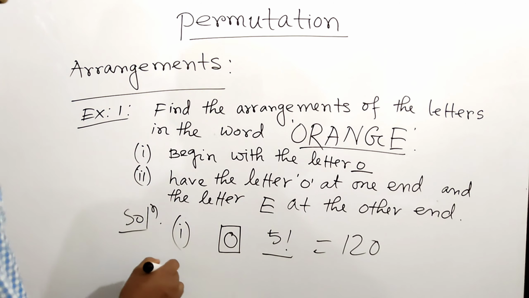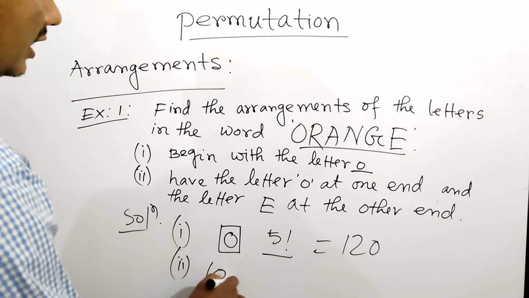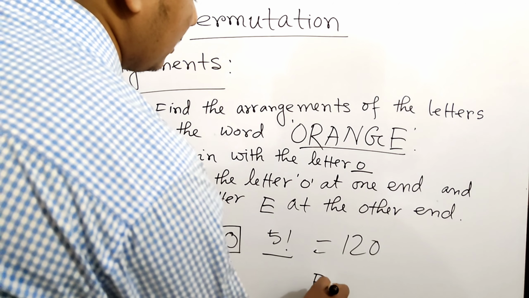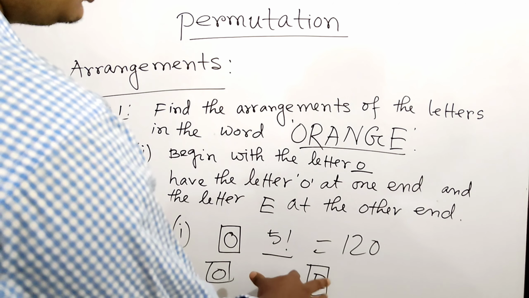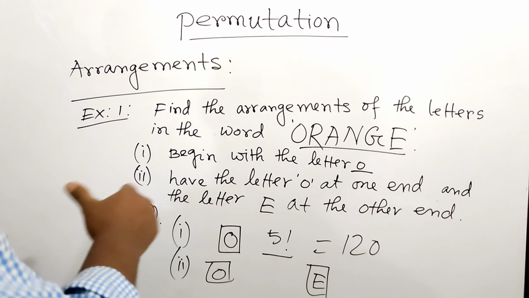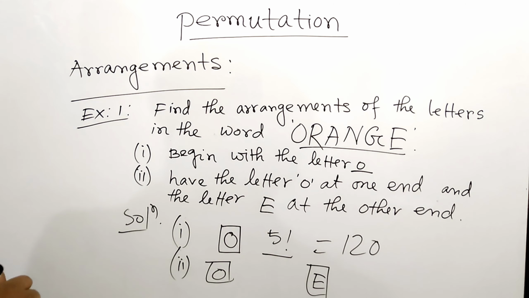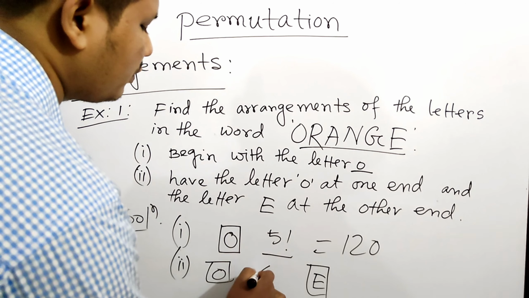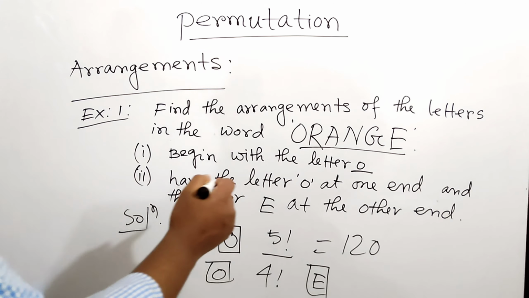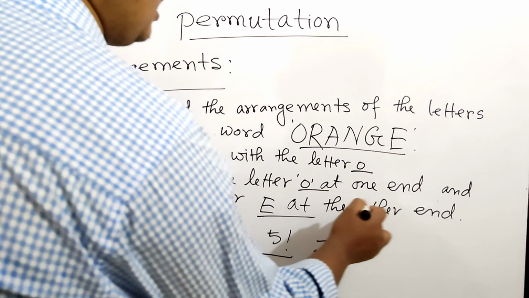Okay, so number 2. Look at, in number 2 the question is you keep the letter O at one end and E at the other end. Okay, so if you keep these 2 letters, then there are 4 letters remaining from this word. So there are 4 letters, that is R, A and N, G. Okay, so with 4 letters, how many ways can you arrange these letters? That is 4 factorial. So keep in mind, the question is have the letter O at one end and the letter E at the other end.